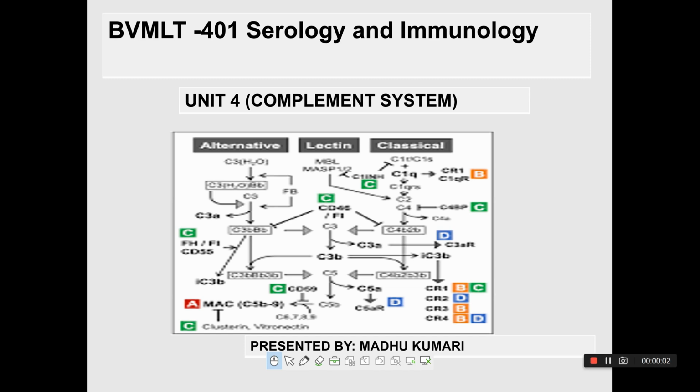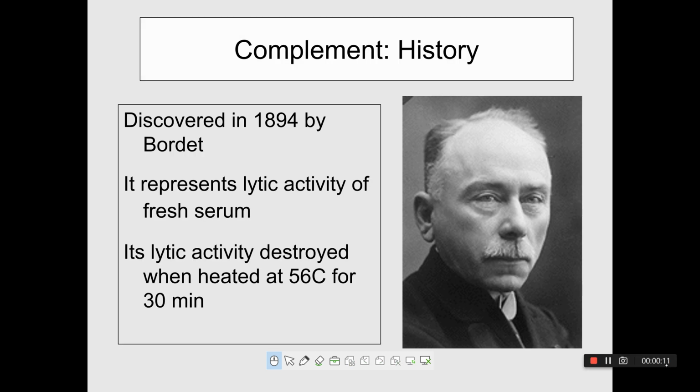Today we discuss the complement system, which comes under the serology and immunology topics. First we discuss what the complement system is, who discovered it, and its history. The complement system was discovered in 1894 by the scientist Bordet. It represents the lytic activity of fresh serum.